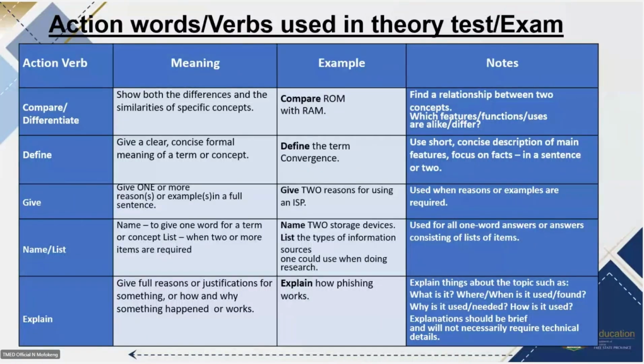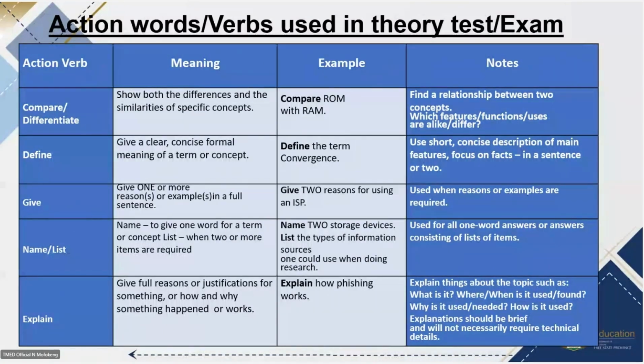But specifically on the name and list, please note that. Especially on the name and list, you stick to the required number. So usually this is used for all one-word answers or answers consisting of a list of items. For example, list 5 input devices. So you just list without explaining.